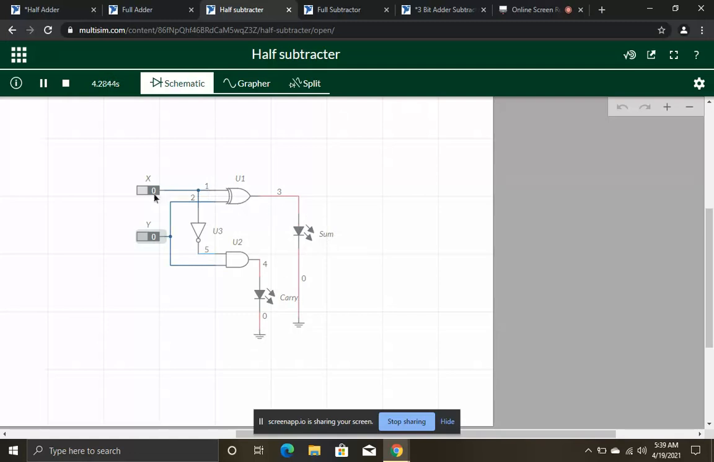Sum is the combination of x XOR y, while the carry is the combination of x bar and y, x bar dot y. If both x and y are 0, then the sum will be 0 and carry will be 0. If x is 1, y is 0, then the sum will be 1 but the carry will be 0.